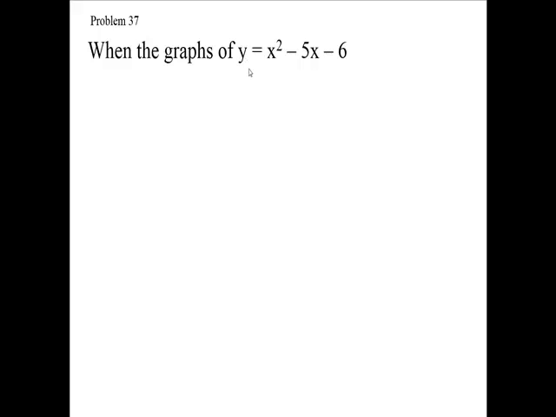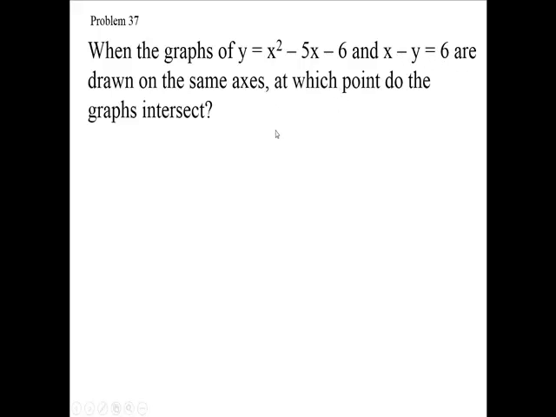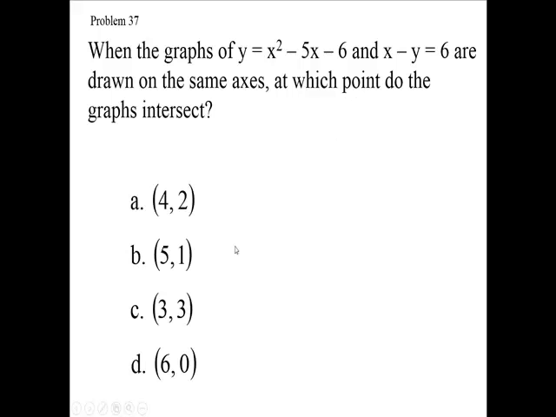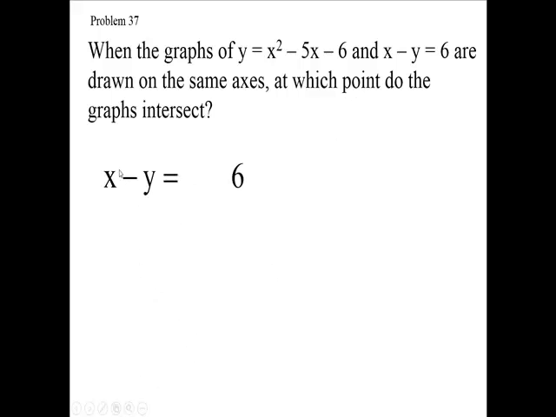When the graphs of y, which is defined by x squared minus 5x minus 6, and x minus y equals 6, are drawn on the same axis, where do they intersect? At which point? Four choices. Here's my x minus y equals 6, the second one. And here is y equals x squared minus 5x minus 6, okay?